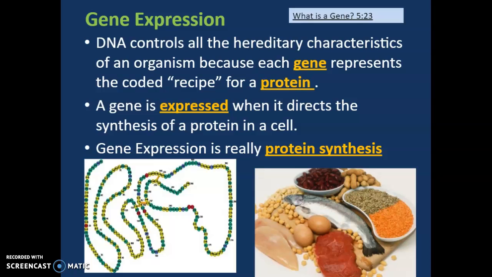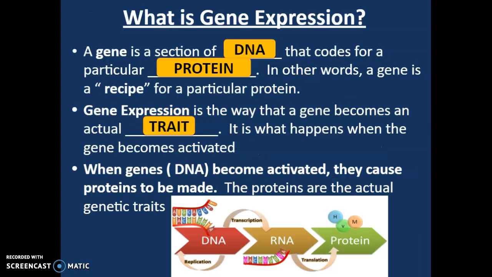Well, DNA, we know, controls all the hereditary characteristics of an organism because each gene represents the code, or we could say the recipe, for a protein. So the gene is going to be expressed when it directs the synthesis of protein in a cell. So gene expression is really protein synthesis. And remember, synthesis means to make. So a gene is a section on DNA that codes for a particular protein, basically meaning it holds the recipe.